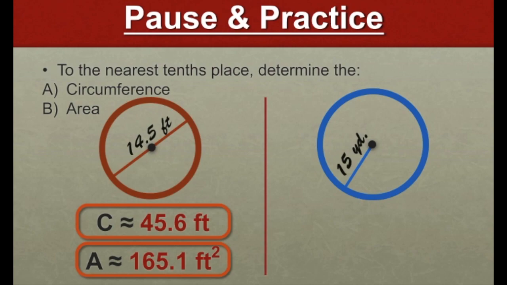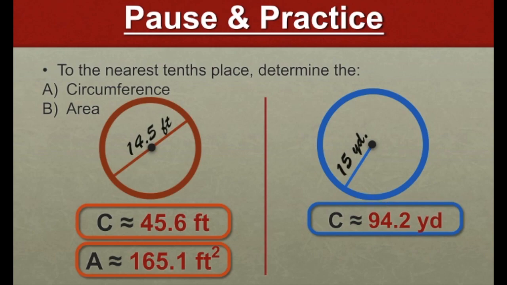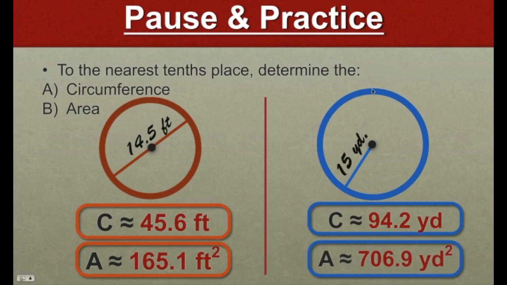What that means is if we cut the inside of the circle into square feet, we would have approximately 165.1 squares. For the circle on the right, the circumference equals approximately 94.2 yards. What that means is if we start at the top of the circle and go all the way around, we would have traveled a total distance of 94.2 yards. And the area is approximately 706.9 square yards. And what that means is if we cut the inside of the circle into square yards, we would have approximately 706 square yards.